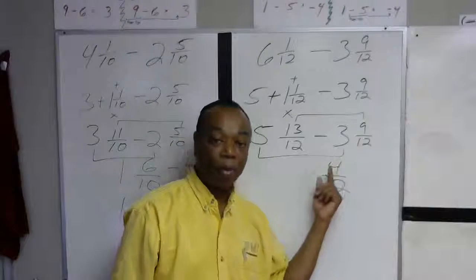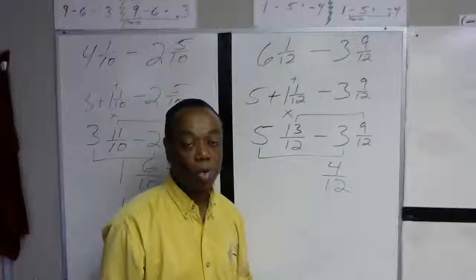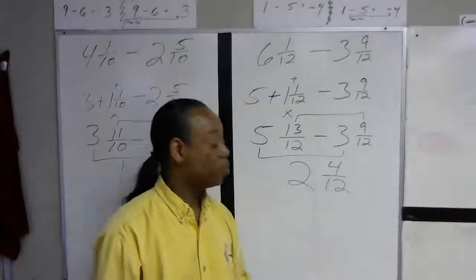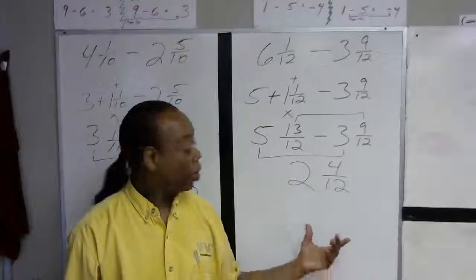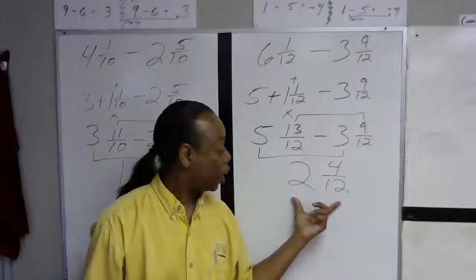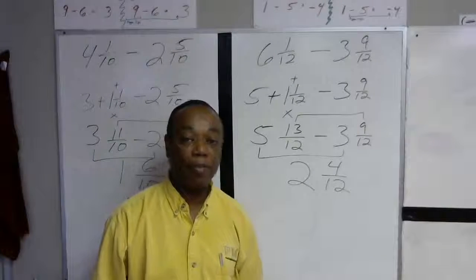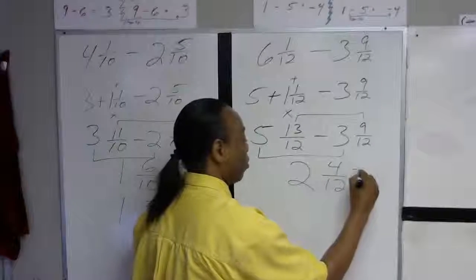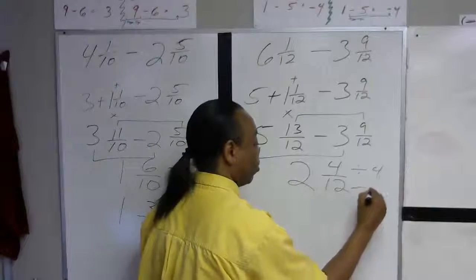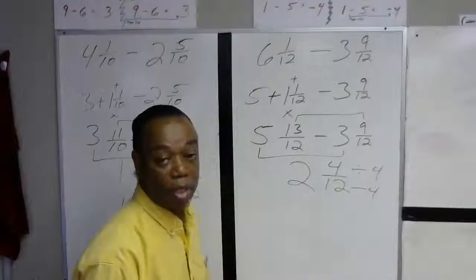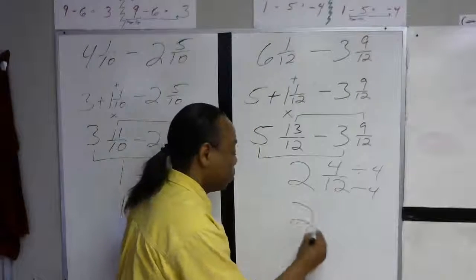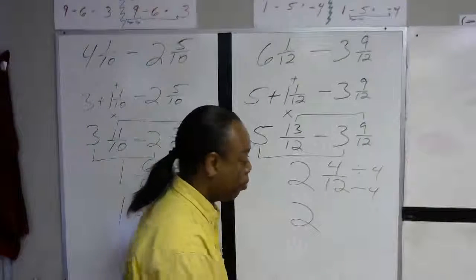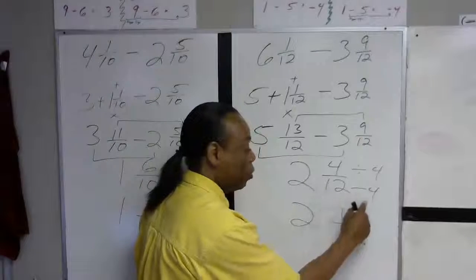And now I'm going to subtract my whole numbers. The 5 minus 3 will leave 2. Okay. Now, I'm going to simplify this fraction, 4/12. I'm going to divide both numerator and denominator by 4. The 2 comes down. And when I simplify this, 4 divided by 4 will give us 1, and 12 divided by 4 will give us 3.